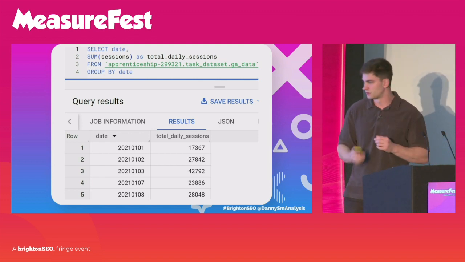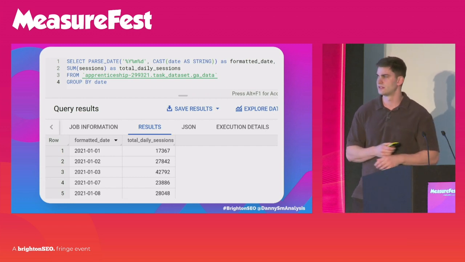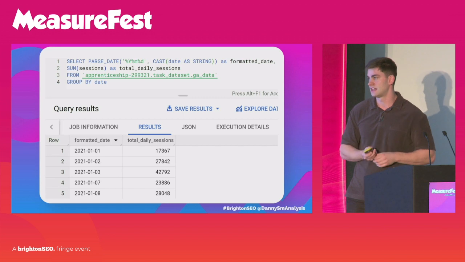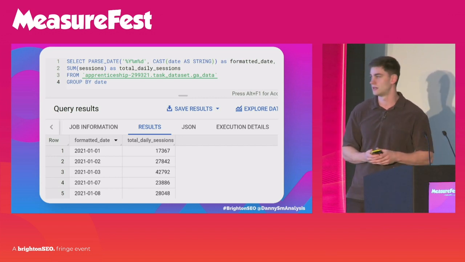So a small tweak, the kind of thing you can quite often run into. I think especially with GA4, it's often in that format. So you want to parse the date, format it as a date, and then happy days, you've got your total daily sessions with the date column in the right format.